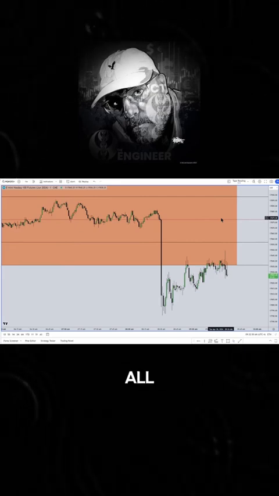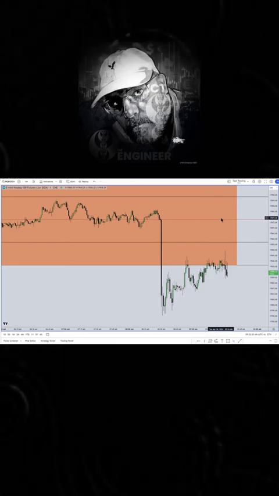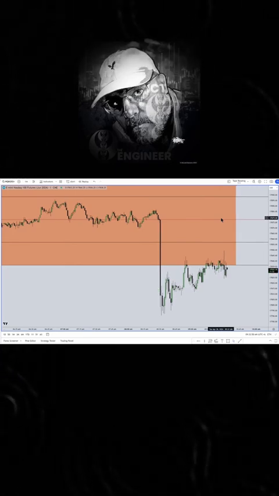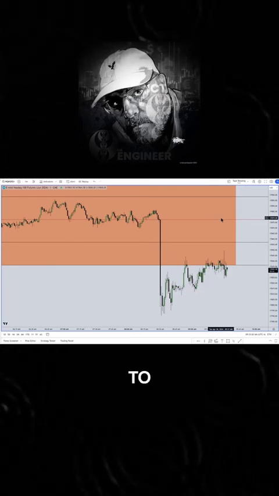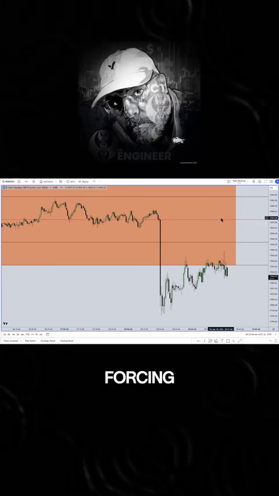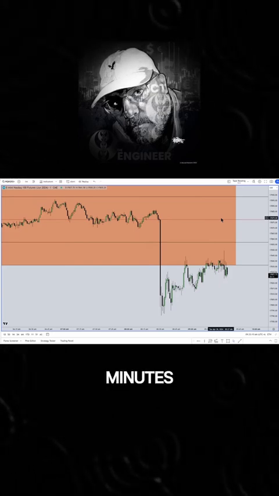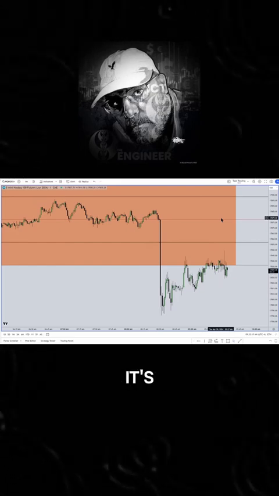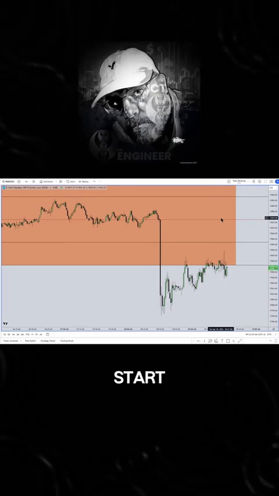Because all of the buy and sell programs that large institutional traders employ, they're funneling their orders in for the first 30 minutes. They're using all of that liquidity, that rush to buy and sell that they know is there, it's prevalent. They're literally forcing it in those first 30 minutes. So if you're hearing somebody say the 15-minute opening range, that's wrong. It's 30 minutes. And then at 10 o'clock, you start your silver bullet.